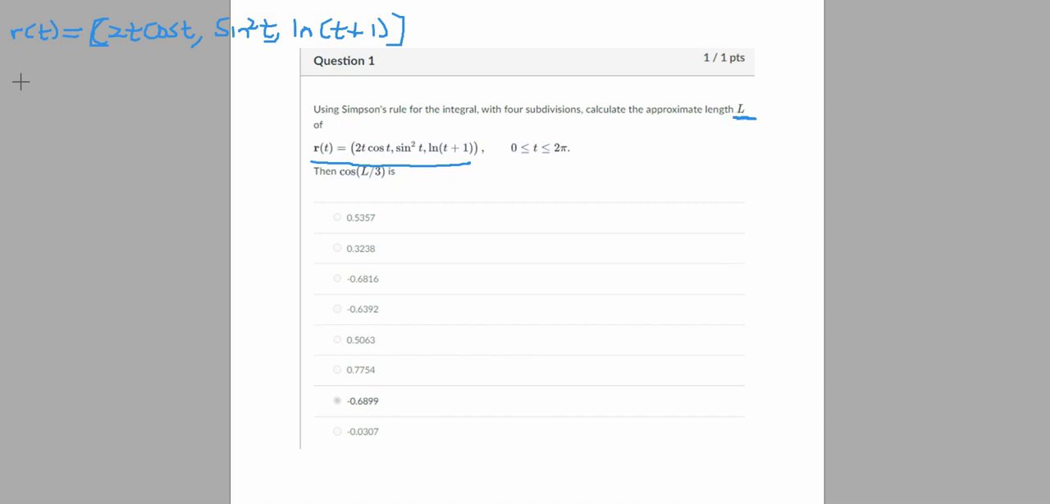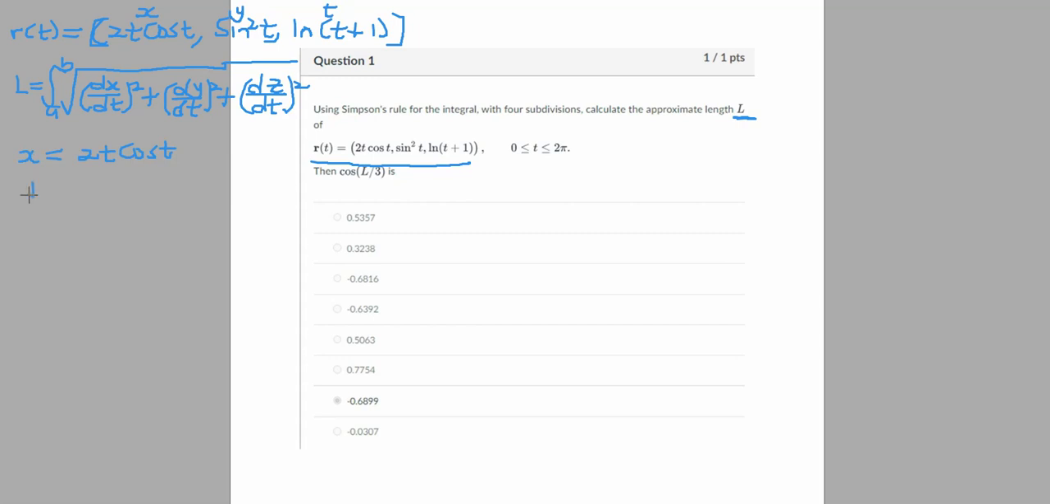The arc length is given as the integral from a to b, the square root of dx/dt all square plus dy/dt all square plus differentiation of the z, dz/dt all square. So we need to differentiate each of x. This is x, this is y, and this is z. What's our x? Our x is 2t cos t.